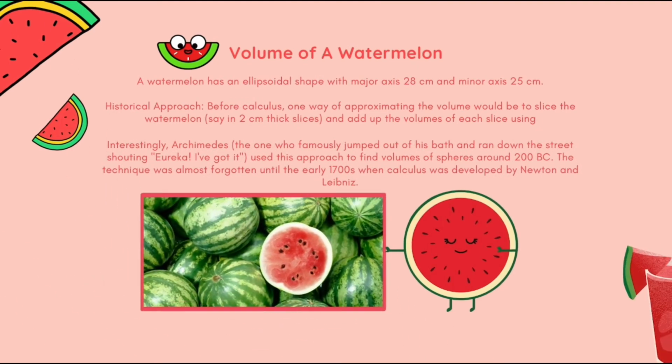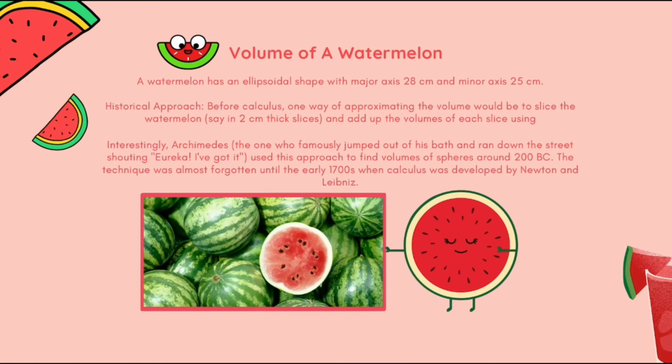Watermelon has an ellipsoidal shape with major axis 28 cm and minor axis 25 cm. Historical approach. Before calculus, one way of approximating the volume would be to slice the watermelon, let's say in 2 cm thick slices, and add up the volume of each slice.